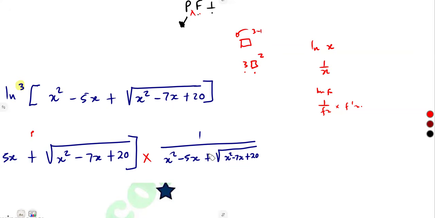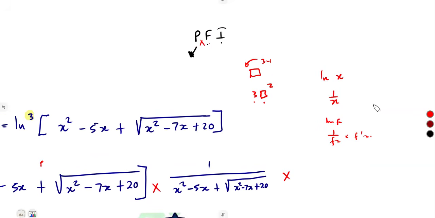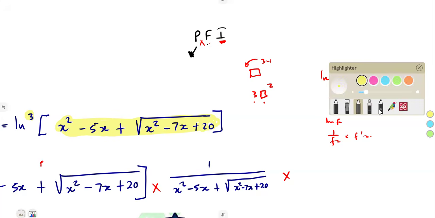So this is 1 over the function times the derivative now. And that derivative is of our inner expression. Take note, guys, of what you're differentiating in this part. We want to differentiate this part properly. This is a single expression, and we must differentiate each part: this one, this one, this one.